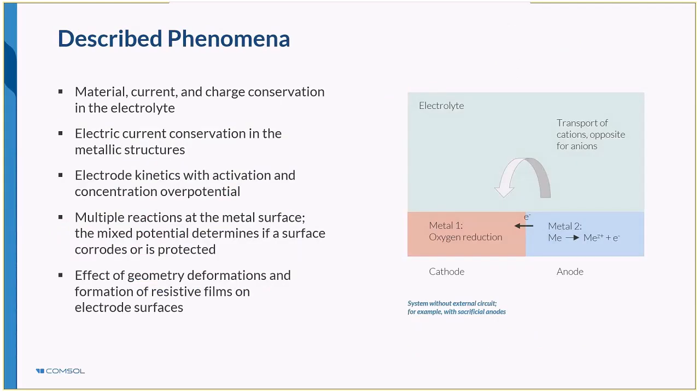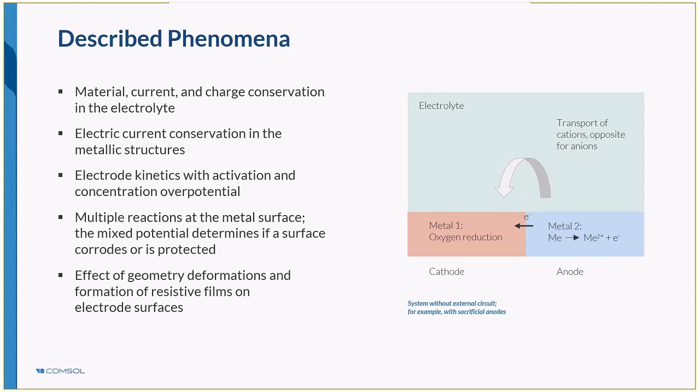In terms of the described physics and phenomena in the corrosion simulation, these are represented as conservation laws, so the conservation of current, charge, and material. These physics may be described by Ohm's law if we're examining the conduction of current within a solid electrode, or the Nernst-Planck equation if we're interested in the concentration profiles of the ions within our electrolyte. The electrokinetics can be concentration dependent, allowing the activation and concentration overpotentials to be accounted for.